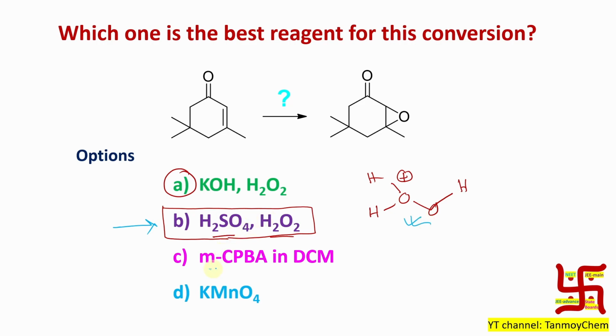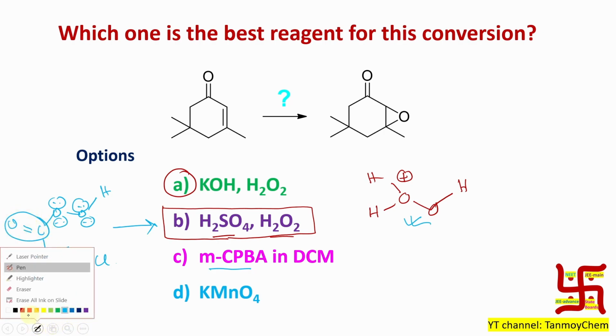Second, here this m-CPBA, meta-Chloroperoxybenzoic acid. By the way, I have already discussed a dedicated lecture on this also, so you may visit. Now on the MCQ, it's m-CPBA. It also has a peroxy linkage, so you can expect the same kind of reaction can take place. Yes, but it is not that reactive because there is an electron withdrawing group here which stabilizes the lone pair to some extent.